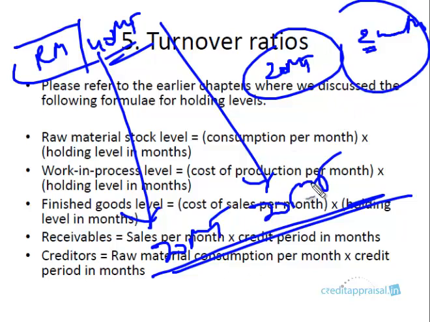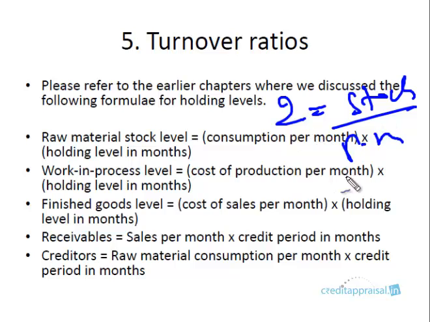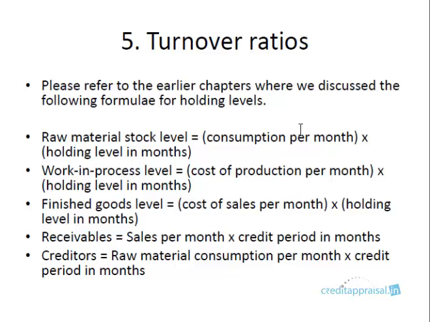So how do we calculate this? How did we get these 2 months? Very simple. Holding level is stock divided by per month consumption. Stock in this example was 40 tons, per month we are using 20 tons, so 2 months. Now if you want the raw material stock level, you just flip the formula. The stock is holding level into consumption per month. So all formulas are basically the same.